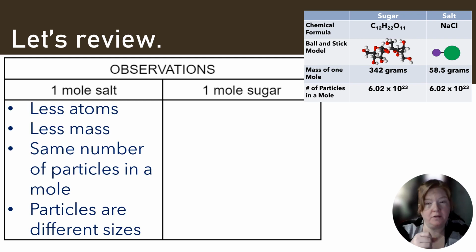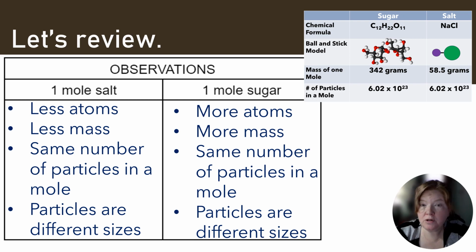So for a mole of salt, there were less atoms, literally 2. Less mass. You could give the specifics of the number. It had the same number of particles. It had 6.02 times 10 to the 23rd particles. And the particles are different sizes. So you can see the green one and the purple one are different in size. There are also bonds. You may have said that.